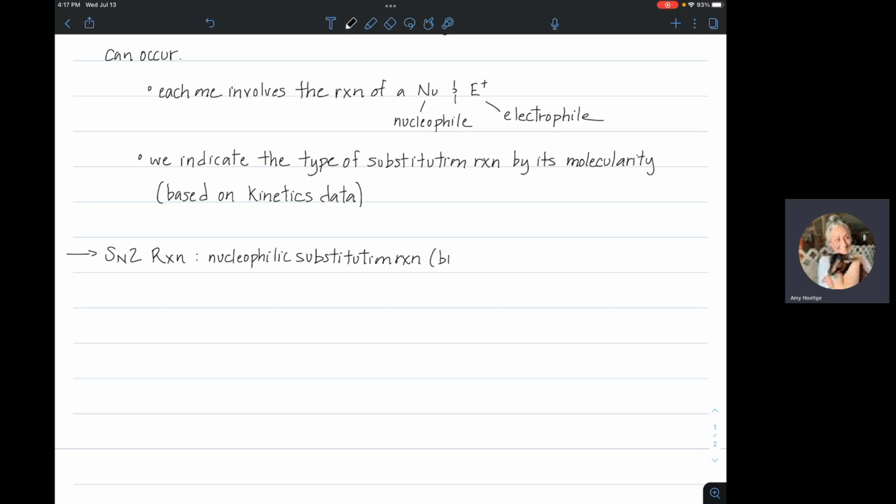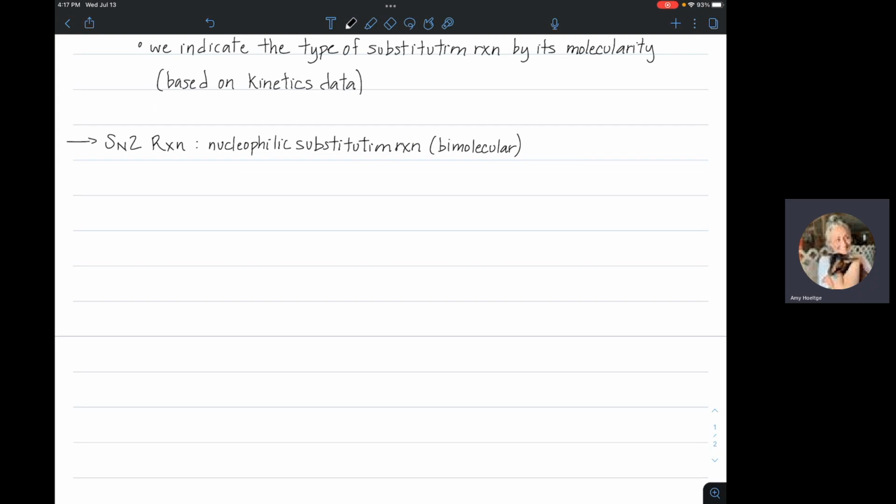And it's bimolecular. That's what the 2 stands for. So if you remember from general chemistry, that means that there are 2 molecules involved in the slowest step. So let me give you a simple example reaction. We could have something like methyl bromide, and we can allow this to react with the hydroxide anion. What this gives us is methanol and bromide.